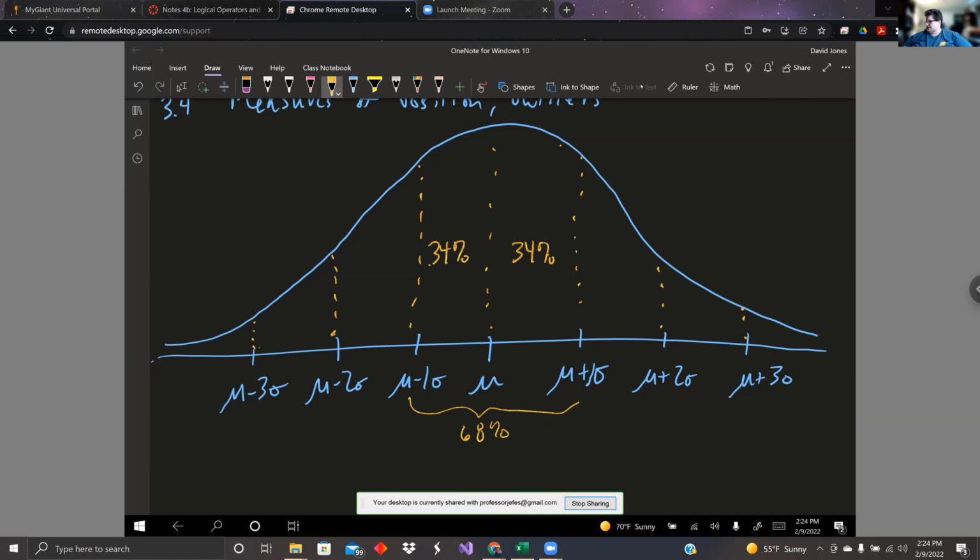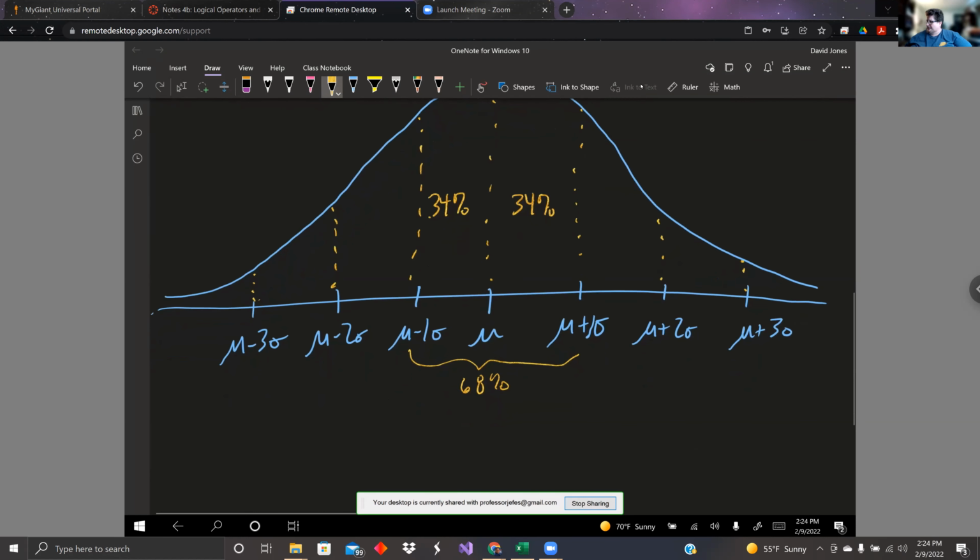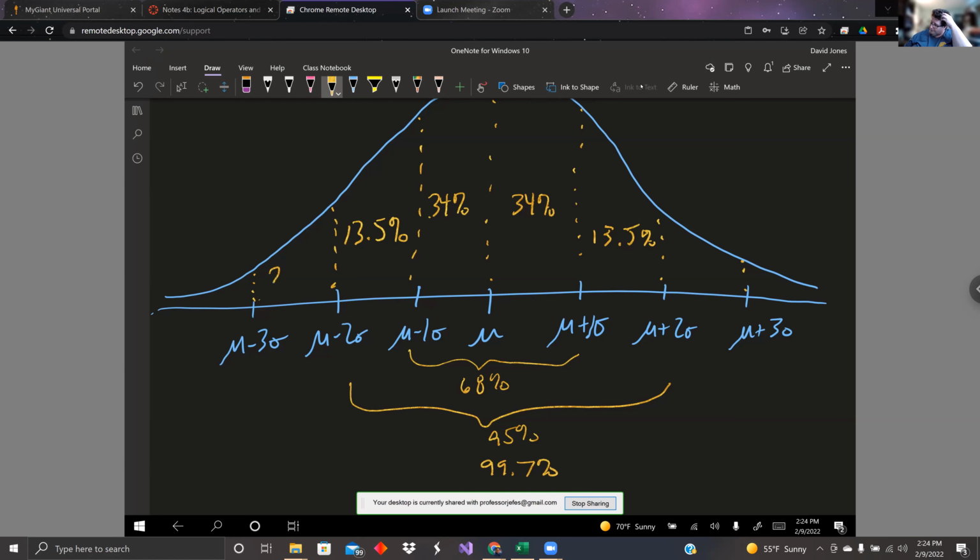And then we go out another deviation either way, and it's 95%. And this adds 13.5% to each group on either side. The next one out is 99.7%, and it's adding 2.35%. It's going down.